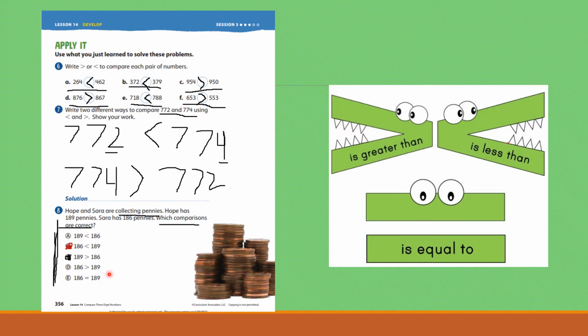So we had two correct answers in this problem. And look what I had to do, boys and girls. I looked at the arrow and I just made sure that the numbers were the same and that they weren't trying to trick me up and put different numbers there. All right. So I know that 186 is less than 189 and 189 is more than 186.